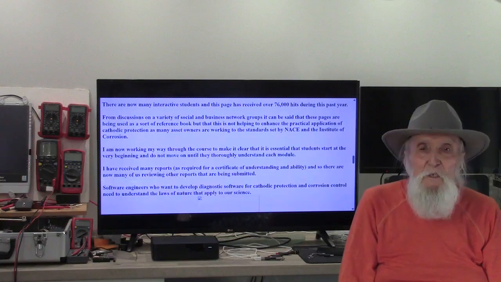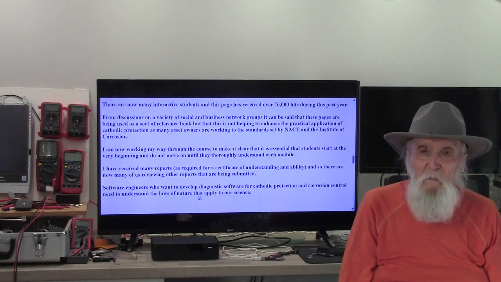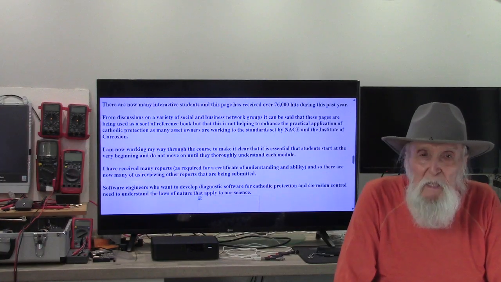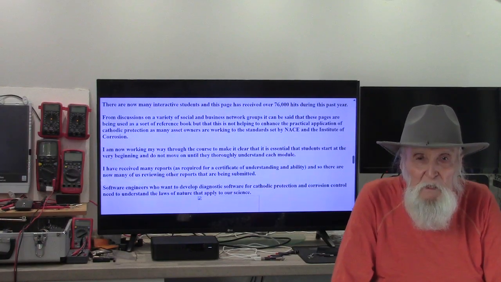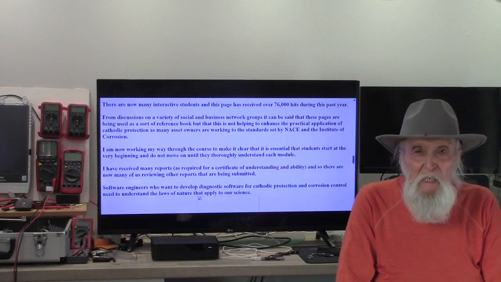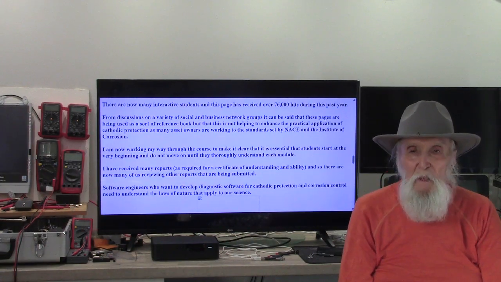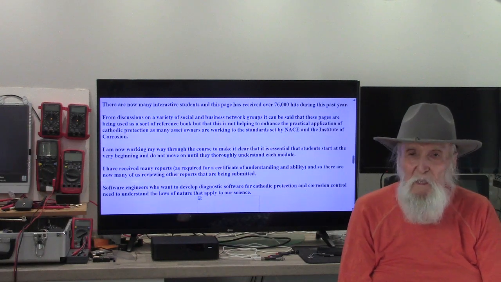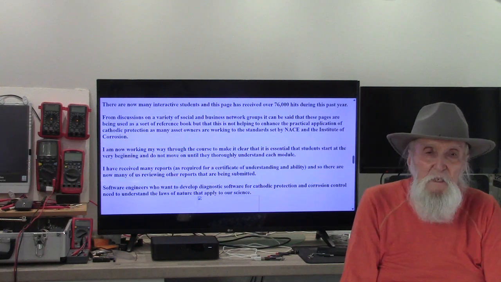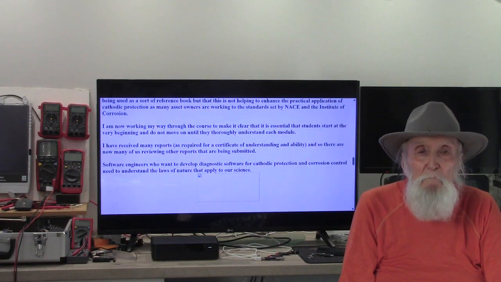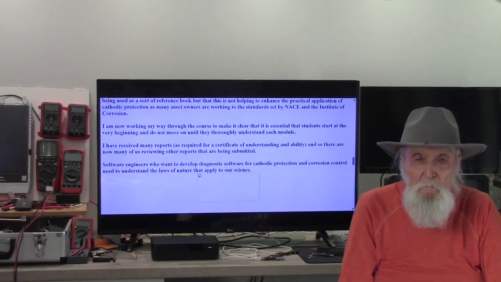But this is not helping to advance the practical application of cathodic protection, as many asset owners are working to the standards set by the National Association of Corrosion Engineers and the Institute of Corrosion. They are not based on science.